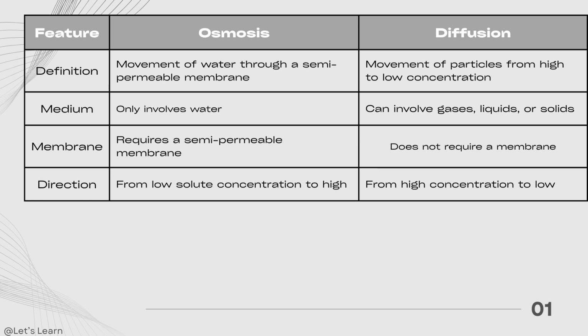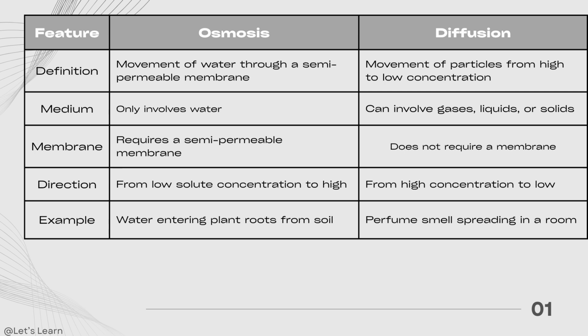Fourth, direction. In osmosis, water moves from a place with low solute concentration, which means more water, to a place with high solute concentration, less water. In diffusion, particles simply move from a high concentration to a low concentration until things are evenly spread out.